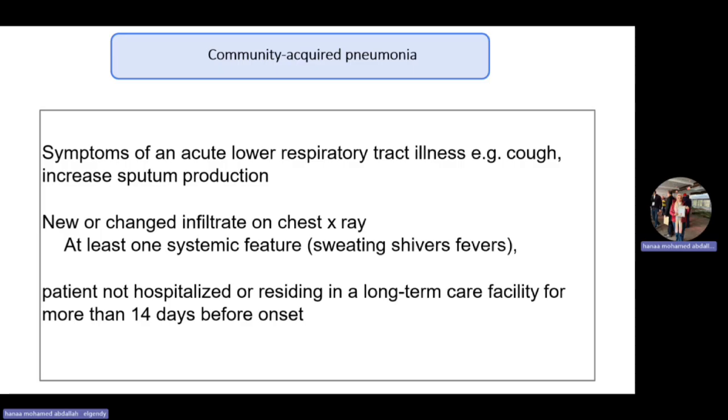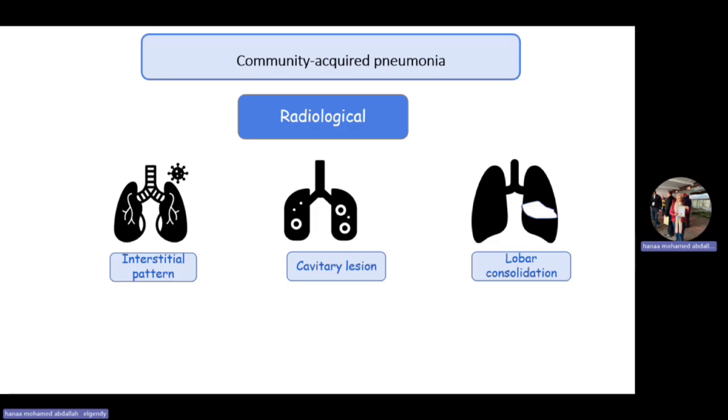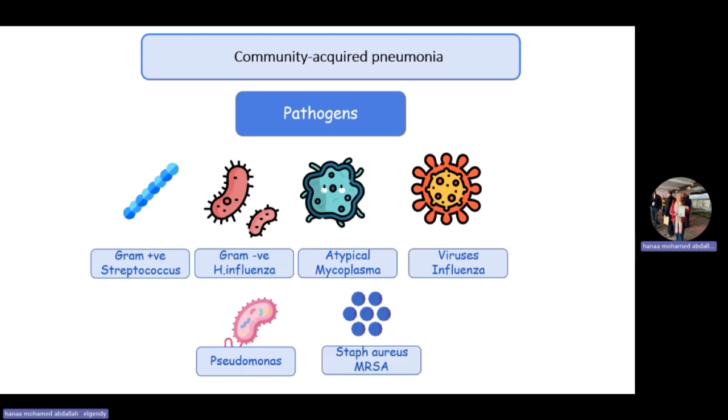In community-acquired pneumonia, there are different radiological findings. The typical finding is lobar consolidation, which suggests bacterial pneumonia. We can also find a cavitary lesion, which is common in patients presenting with MRSA or staph infection and fungal infection. And the interstitial pattern is the most common pattern in viral pneumonia.